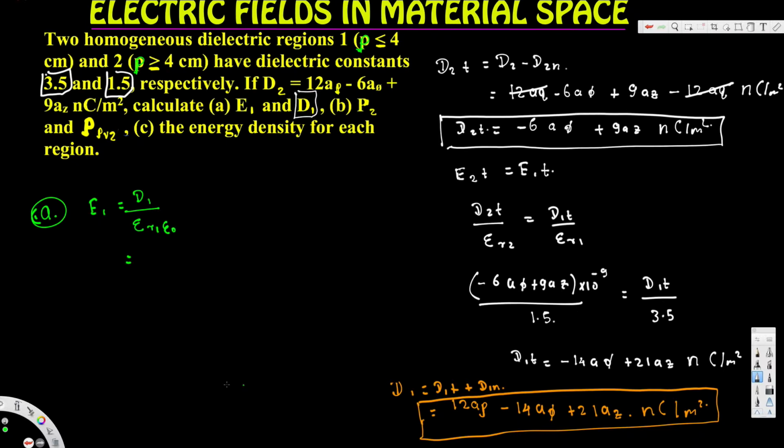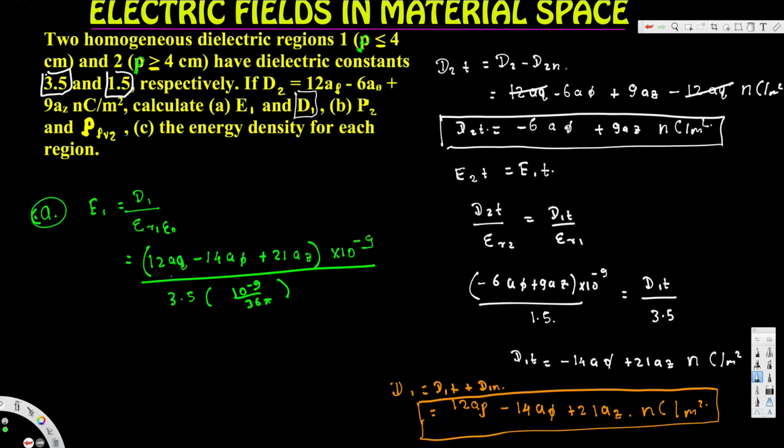Now D1 we just calculated, that is 12a rho minus 14a5 plus 21az times 10 to the power of minus 9, divided by epsilon r1, that is 3.5, times epsilon naught, which is given by 10 to the power of minus 9 divided by 36 pi, and if you simplify this one, you are going to end up with 387.8a rho minus 452.4a5 plus 678.6az volts per meter. So this is our E1.